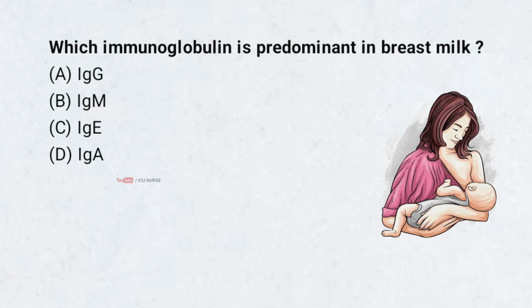Which immunoglobulin is predominant in breast milk? A. IgG, B. IgM, C. IgE, D. IgA. Correct answer D. IgA.